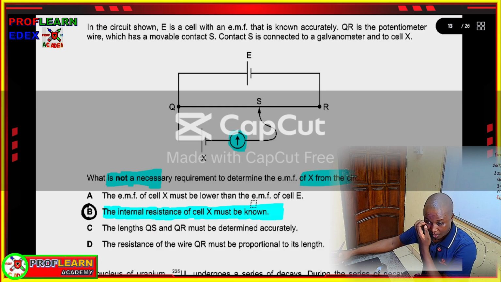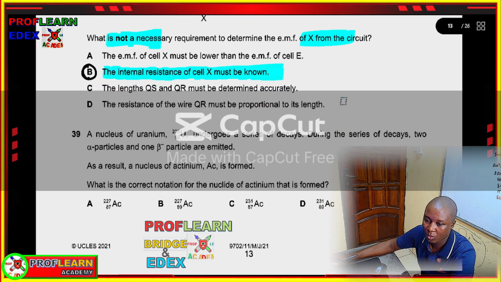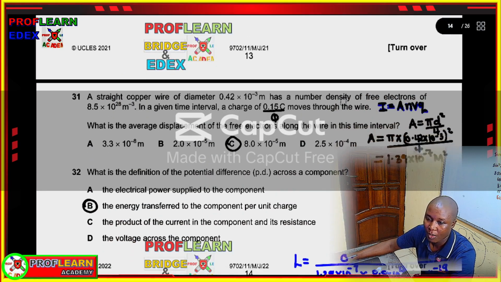But the EMF of X should be a bit lower than that of E for better results. We also need to ensure that the length QS must be determined, because we are going to be comparing the lengths here, and also the resistance of Q must be proportional throughout the length. So basically that's what we are going to do in that particular part.